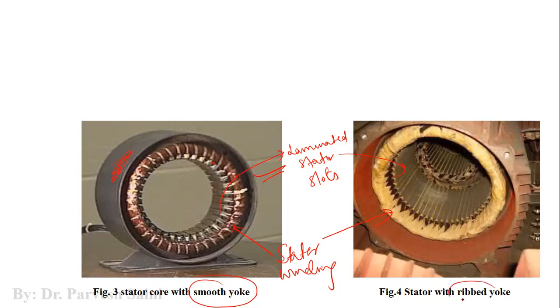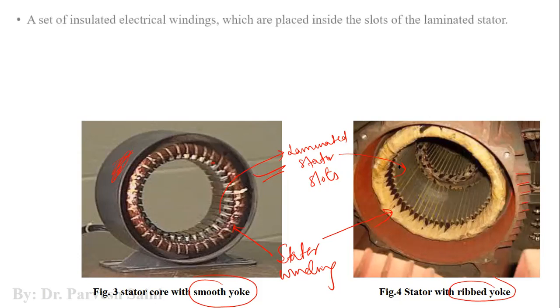But here we have ribs, so you can see these ribs are there. Ribs are generally provided to have a rugged construction. Secondly, they dissipate the heat which is generated inside the motor. By providing these ribs on the outer part of the stator, we have increased the surface area of the stator, so that we can have the maximum dissipation of heat which is generated inside the stator.